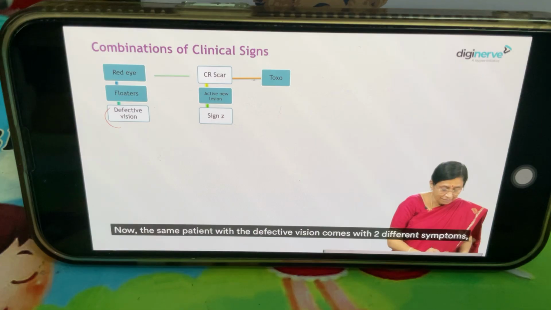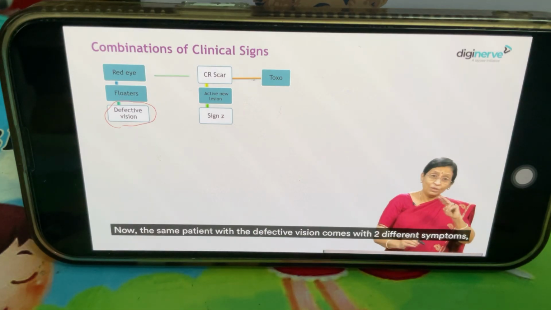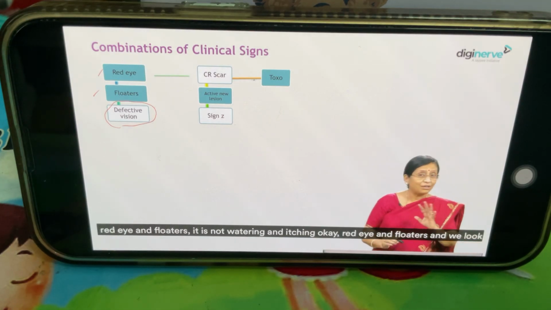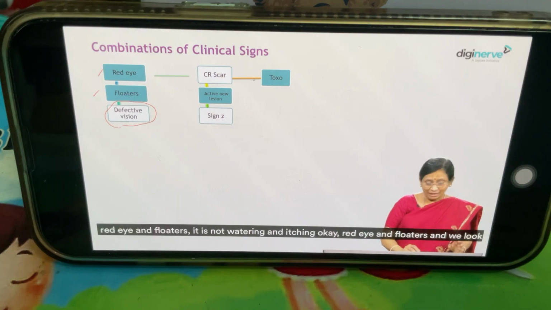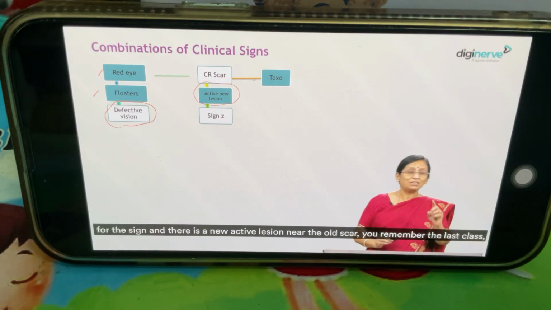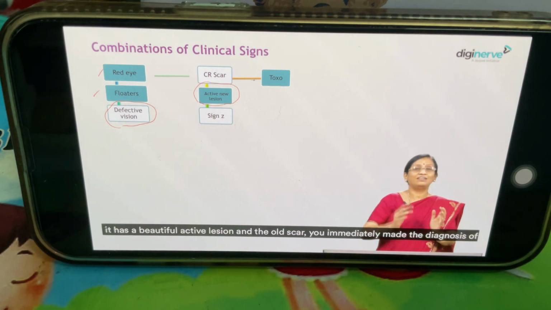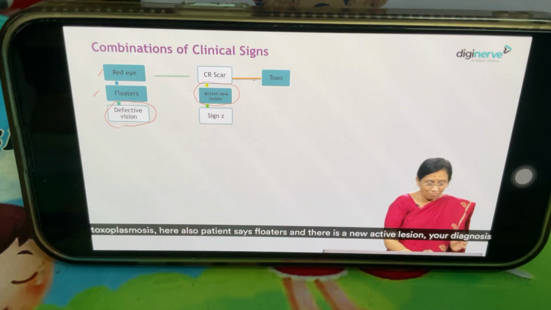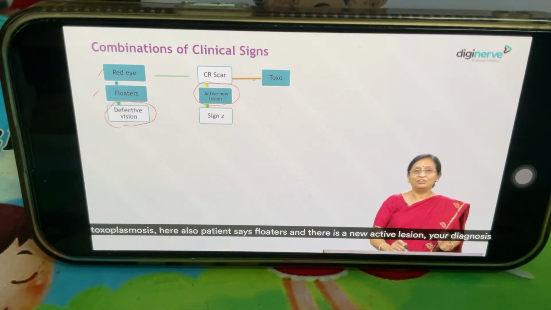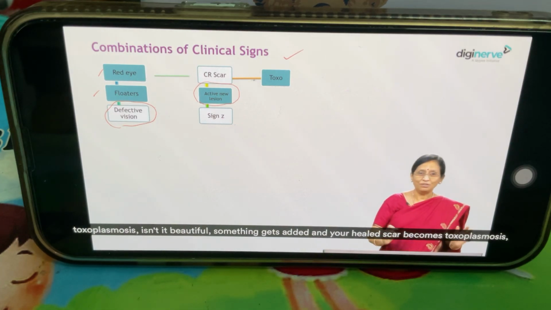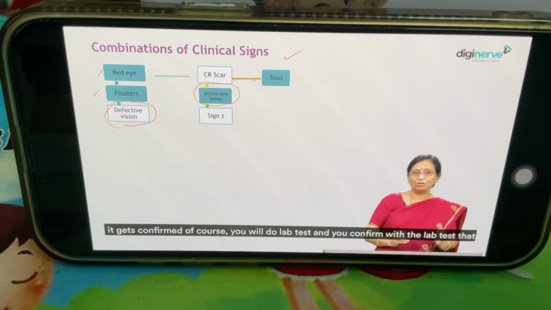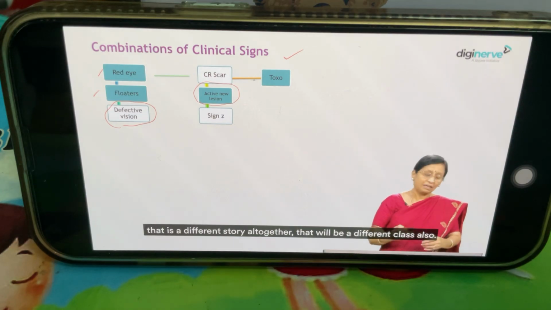Now, the same patient with defective vision comes with two different symptoms, red eye and floaters. It's not watering and itching, okay? Red eye and floaters. And we look for the sign and there is a new active lesion near the old scar. You remember the last class? It has a beautiful active lesion on the old scar. You immediately made the diagnosis of toxoplasmosis. Here also, the patient says floaters and there is a new active lesion, your diagnosis is toxoplasmosis. Isn't it beautiful? Something gets added and your healed scar becomes toxoplasmosis. It gets confirmed. Of course, you will do a lab test and confirm with the lab test. That is a different story altogether. That will be a different class also.